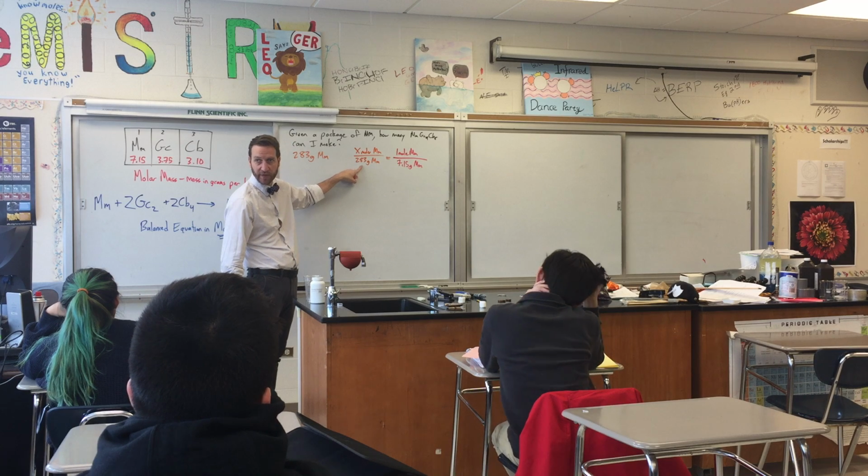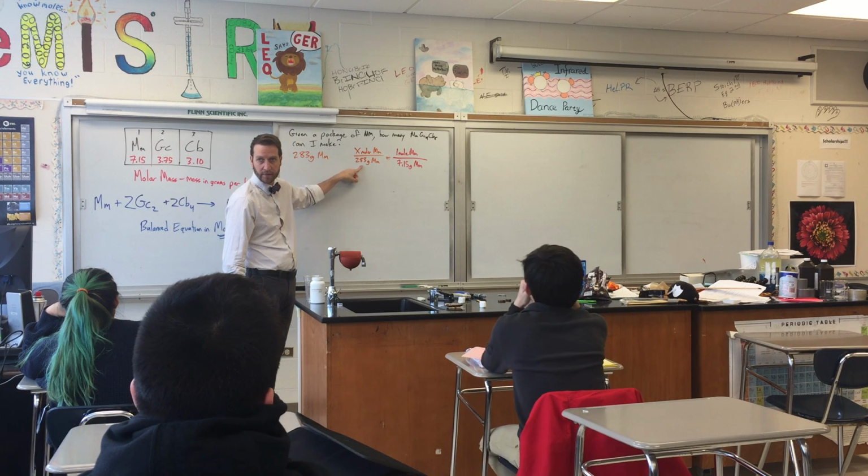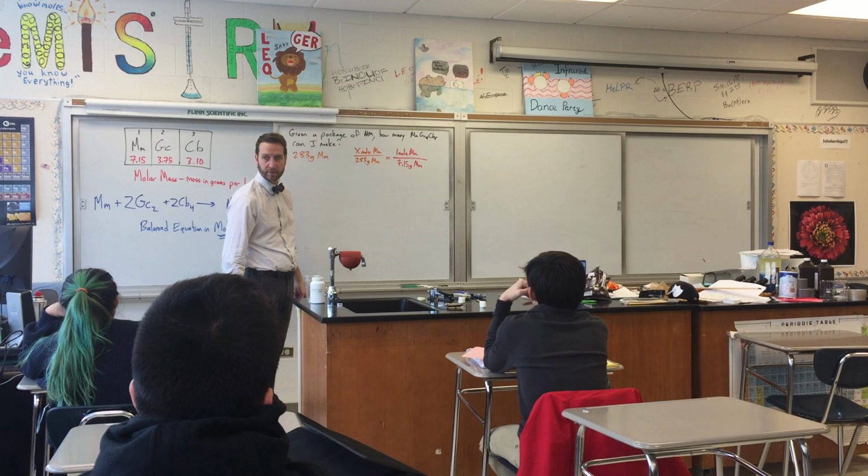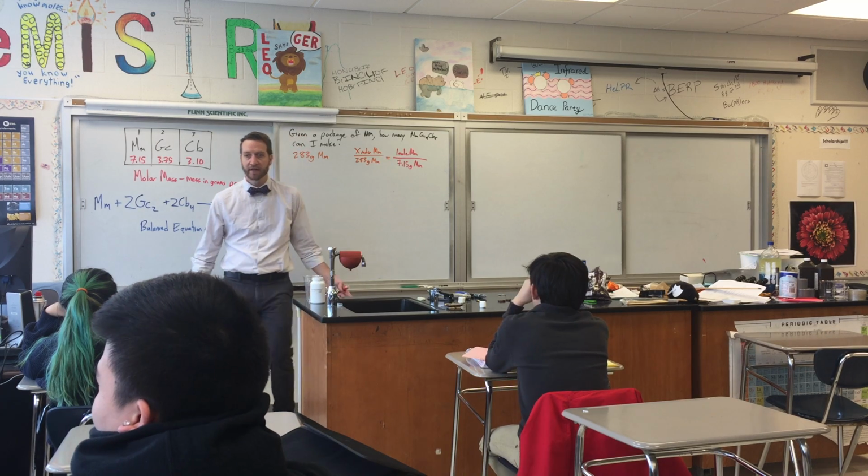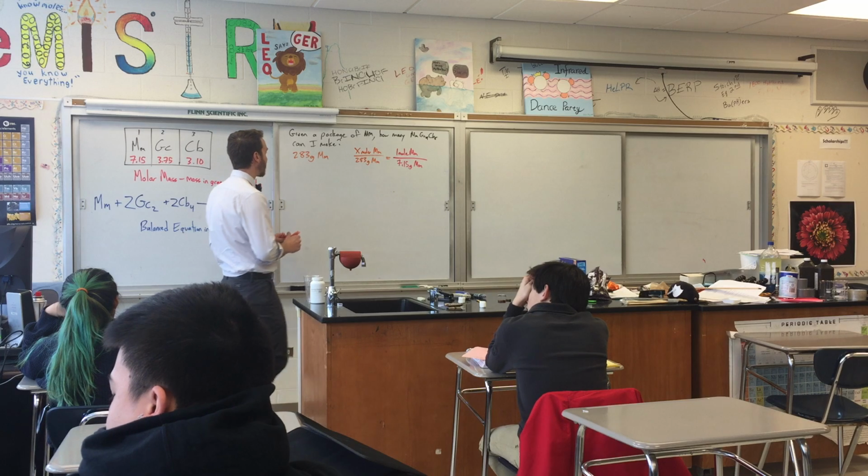If x is being divided by 283, undo it. Multiply both sides by 283. So 1 over 7.15 times 283. You get the same answer. What do we get?